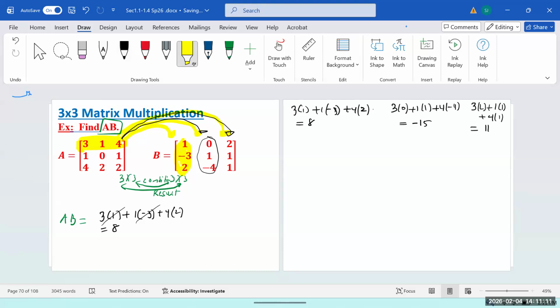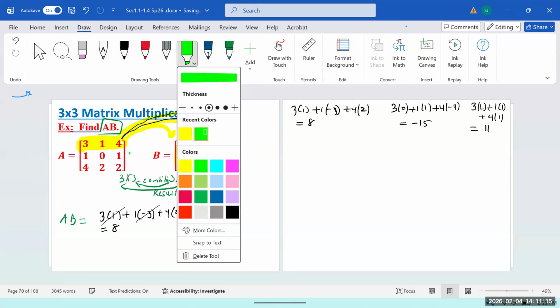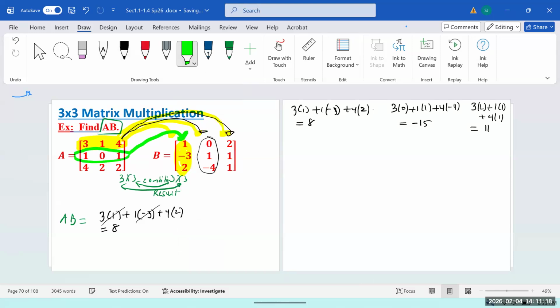Do the same thing for the second row. Let me finish the whole thing. Okay, so second row, and then maybe someone else can do the third row. 1 times 1 plus 0 times -3 plus 1 times 2. And how much do we get? I got 3.